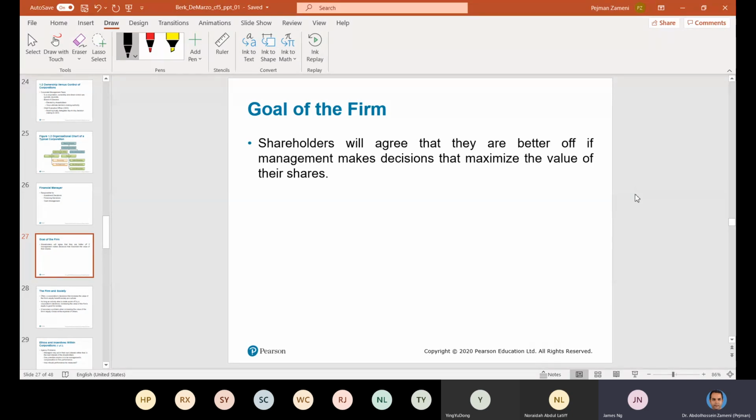Okay, let's see. Here is written that shareholders will agree that they are better off if management makes decisions that maximize the value of their shares. See, we have two different things, maximizing the share value or the wealth and maximizing the profit. Which one should be chosen by the managers? Which one should be more highlighted and concentrated? Maximizing the profit, maximizing the share value. Profit lah. You can have high value but no profits. What's the point?